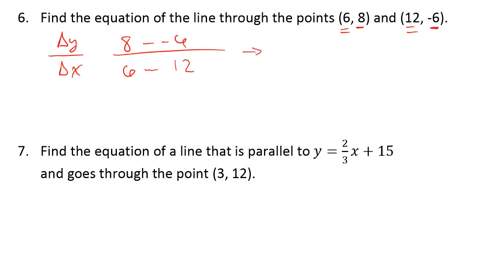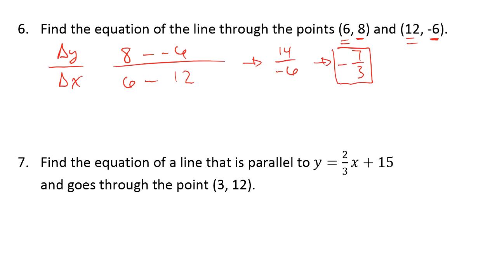If I look at this numerator, 8 minus negative 6 is equal to a positive 14, and my denominator, 6 minus 12, is negative 6. So my slope is negative 14 over 6, and it does reduce, right? Both of those can be divided by 2, so I'm going to write it as 7/3, but remember, it is negative. So far I know that my slope is negative 7/3, and that's an important point along the way. We definitely need to find that value.